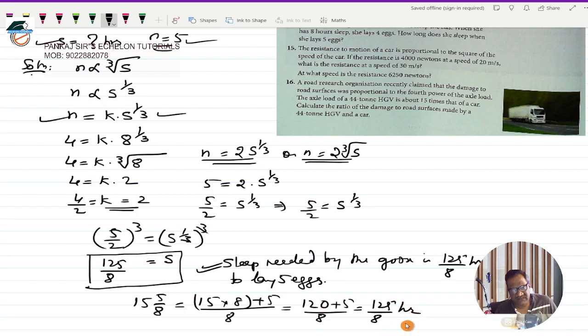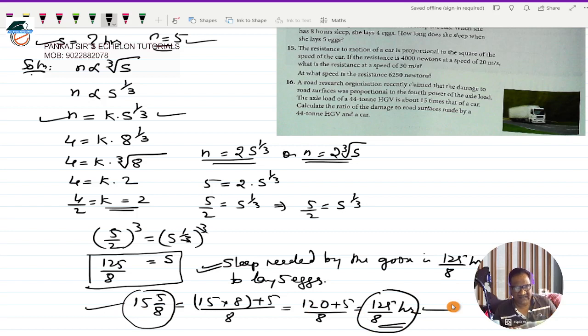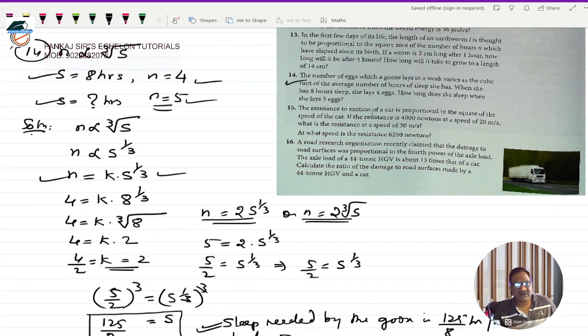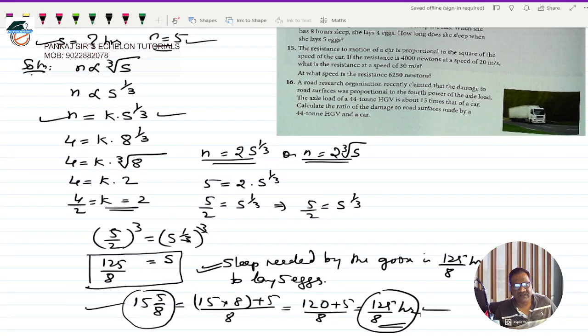So as I told you, whether it is 125 upon 8 or 15 5 by 8, both the answers are correct. Behind in the book, the answer is given as 15 5 by 8 hours, which is the same as 125 upon 8 hours. So that was question number 12, rather 14, and now coming to the 15th question.